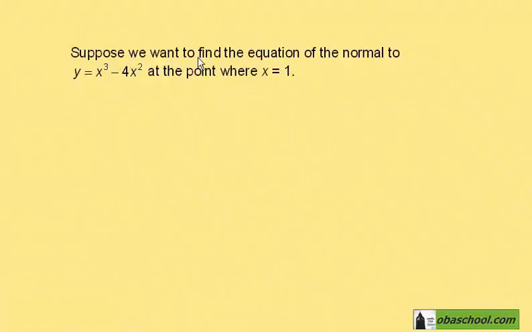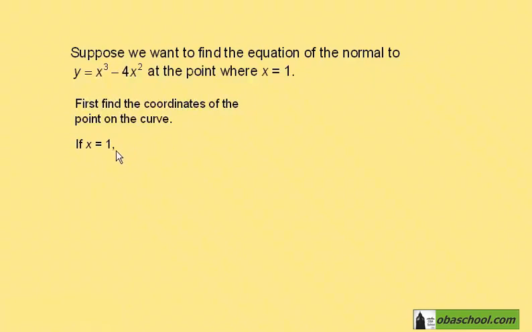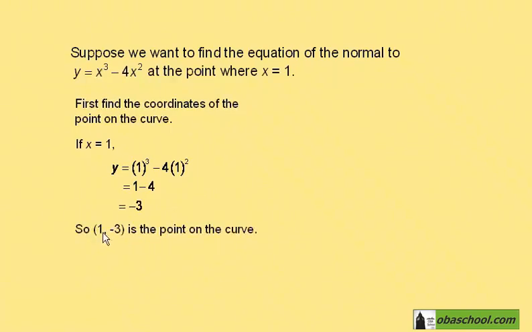Suppose we want to find the equation of the normal to y equals x cubed minus 4x squared at the point where x equals 1. First find the coordinates of the point on the curve. If x is 1, substituting into here will give us y. y is 1 cubed, take away 4 times 1 squared, which is 1 take away 4, which is -3. So (1, -3) is the point on the curve.